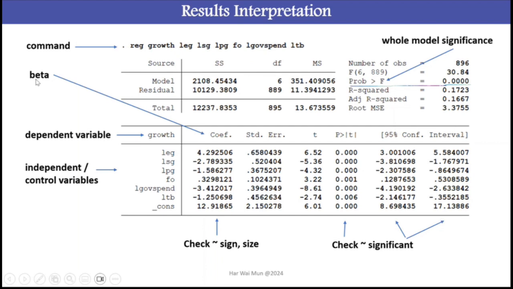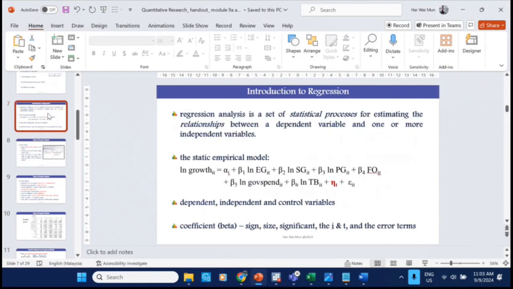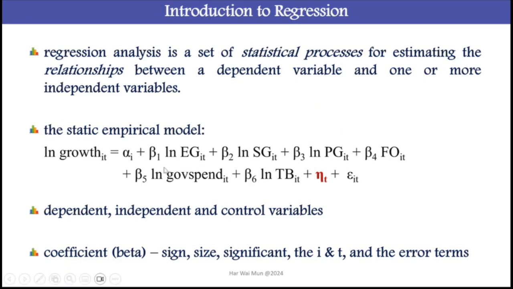Beta. Before this, remember our model is like that. It's our model, correct? This B1, B2, B3, B4, B5, B6 is the beta. You ignore the red color first, the error term, right? So B1, B2, B3, B4, B5, B6 is the beta or the coefficient. This alpha is the constant. Okay?